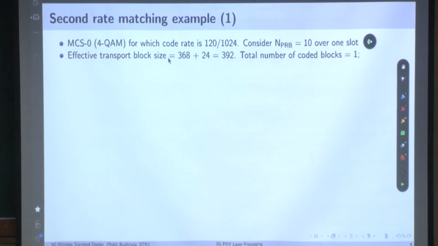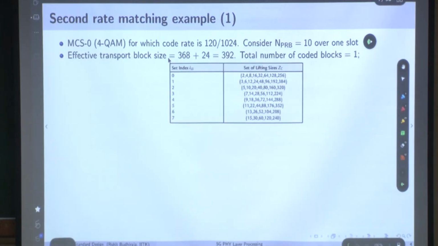But what is going to happen now? As soon as this transfer block comes to the physical layer, a 24-bit TB CRC is attached. We don't have to run the segmentation block here to know the total number of coded blocks. There will be only 1, because it is much lesser than 8448, that is the number. Of course, it will go through the segmentation module, but the segmentation module will not segment it.